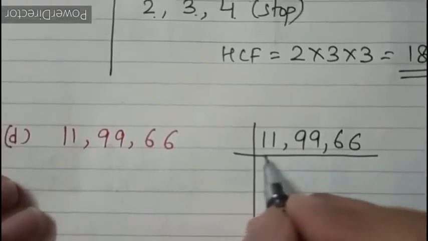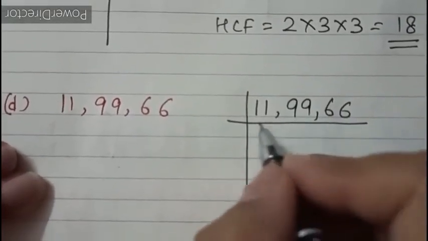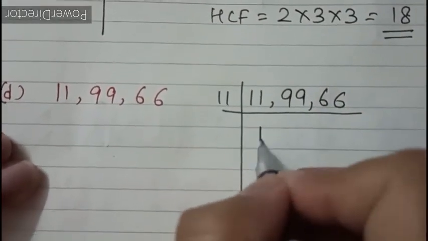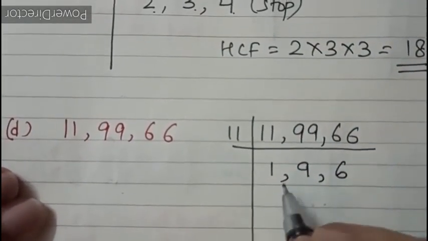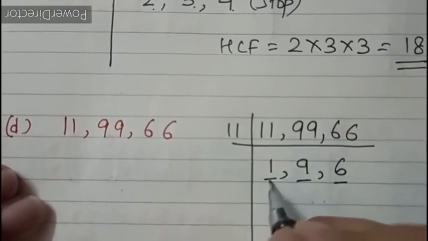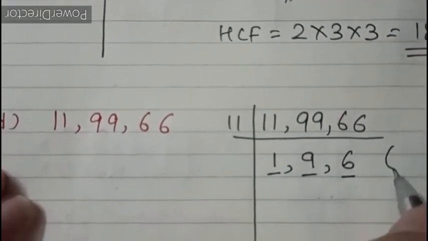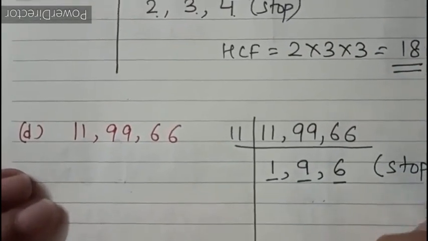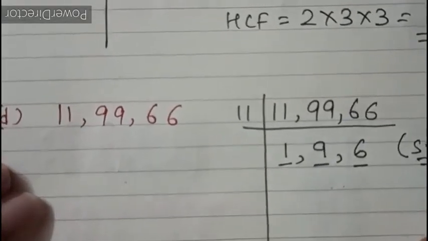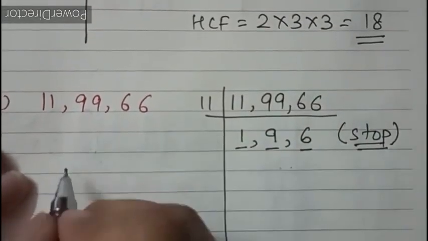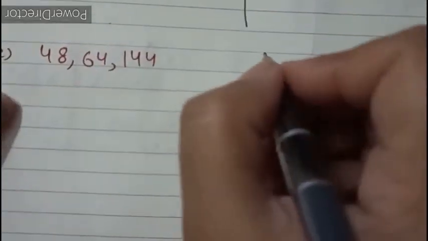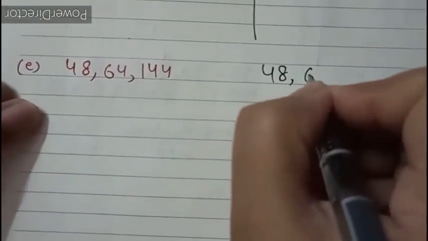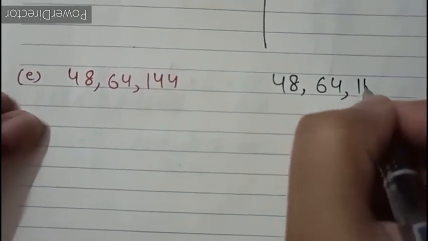See, it's very clearly visible that all are multiples of 11. So 11 ones are 11, 11 nines are 99, 11 sixes are 66. And now we all have numbers which do not have a common factor. So we will stop here. This I am writing for you. You need not write in your notebooks. So HCF is 11. Let's try this E part of question number 3.